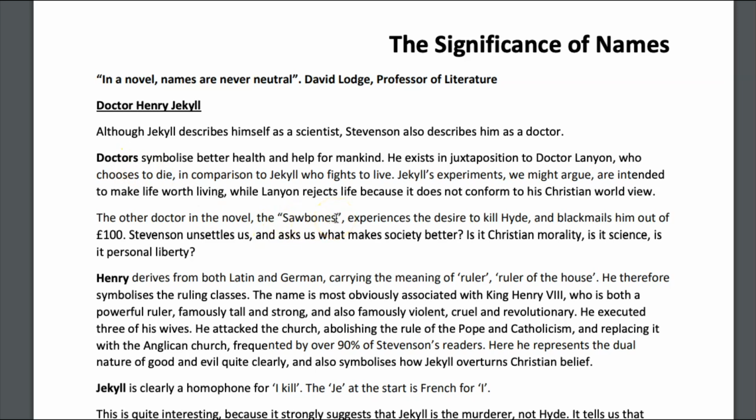He's the doctor who arrives when Enfield sees the young girl clatter into Hyde and Hyde just calmly walk on. Now the crucial thing here is that this doctor actually wants to kill Hyde, just like Enfield does. And they don't actually murder him, but they commit a crime. They blackmail him out of £100.